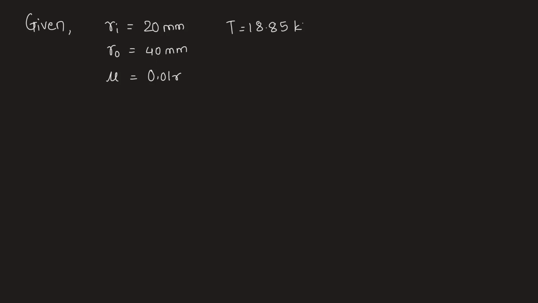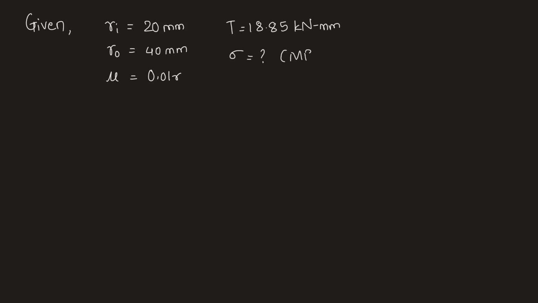Let's find out. So we'll start by writing the given things. Inner radius Ri is given as 20 mm. Outer radius R0 is given as 40 mm. Mu is given as a function of the radii, so it is 0.01 times R. Torque T is given to be 18.85 kilonewton millimeter. We need to find out the uniform pressure, sigma.